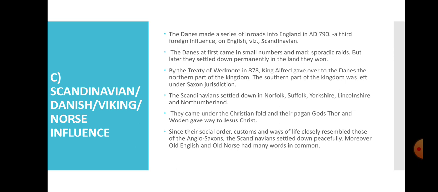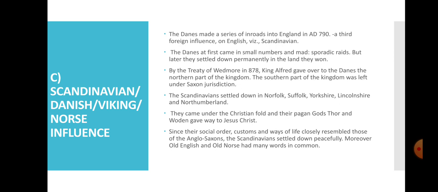The Scandinavians, or the Vikings, or the Norsemen, settled down in the northern part of England, and the southern part was occupied by the Saxons. The Anglo-Saxons and the Norse people shared many resemblances in social order, customs, and even language. So they were able to communicate without any difficulty.